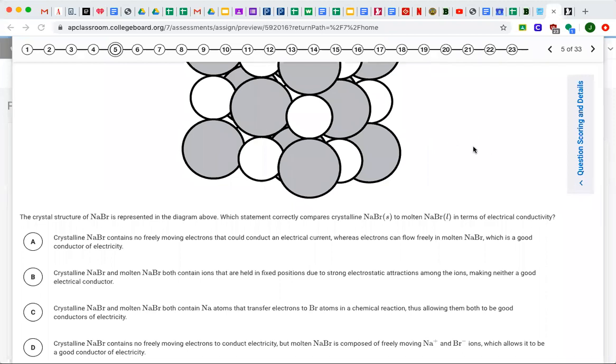All right. So what do we think here? What's the correct answer? All right. So I got D as the correct answer here. Okay, so you got crystalline sodium bromide contains no freely moving electrons, but molten sodium bromide is composed of freely moving sodium plus and Br minus ions, which allows it to be a good conductor of electricity.